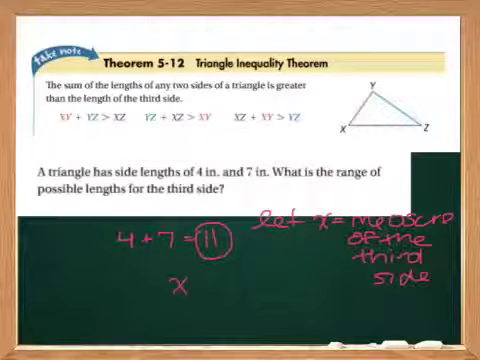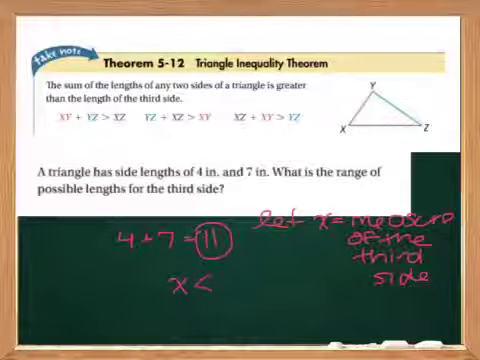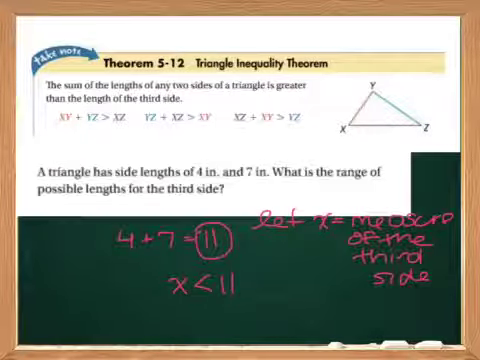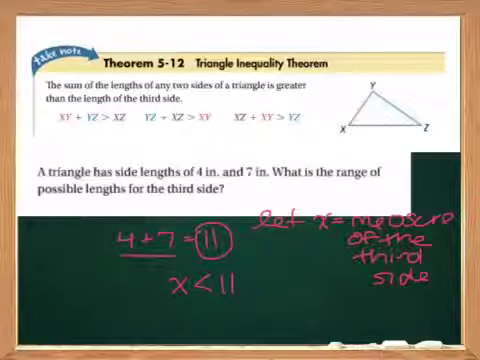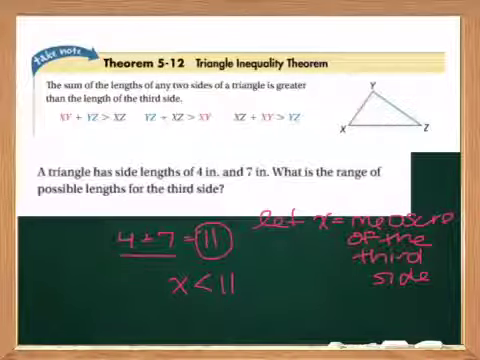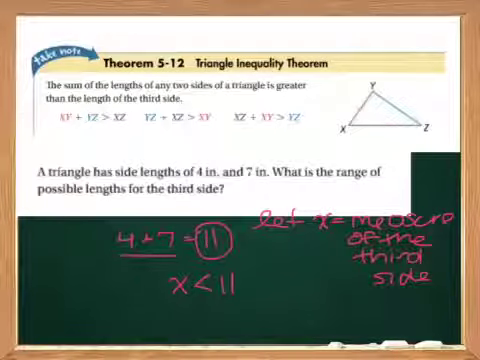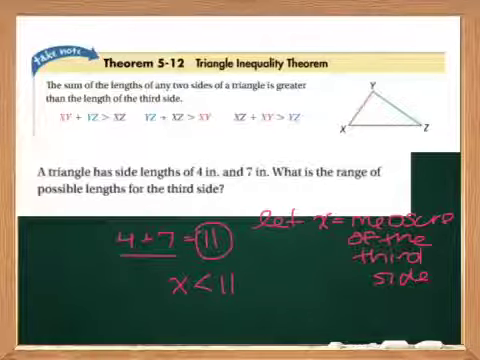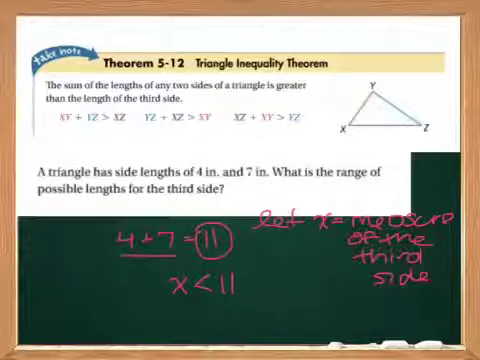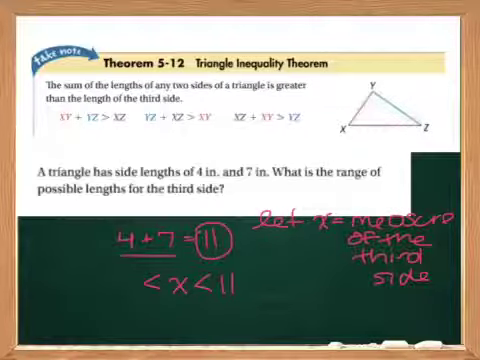X has to be less than 11 inches because these two sides have to add up to a number that's bigger than this third side, which means x cannot be greater than or equal to 11, x must be less than 11. But let's look at this a little bit further. X has to be less than 11, but what does it have to be greater than in order for the other possible options to work?